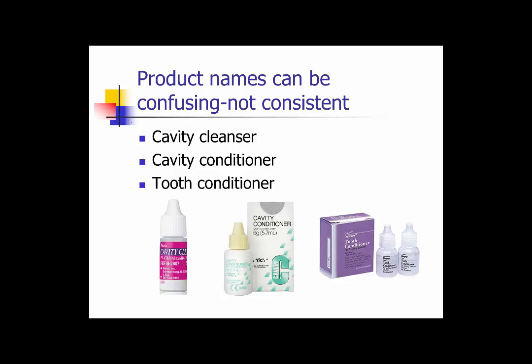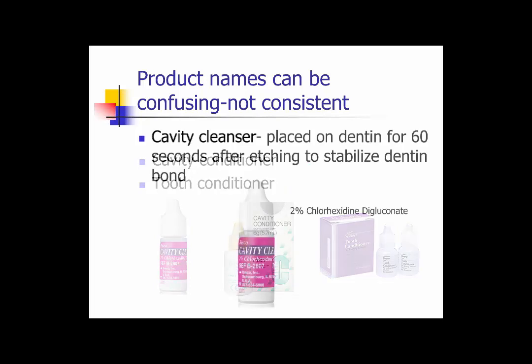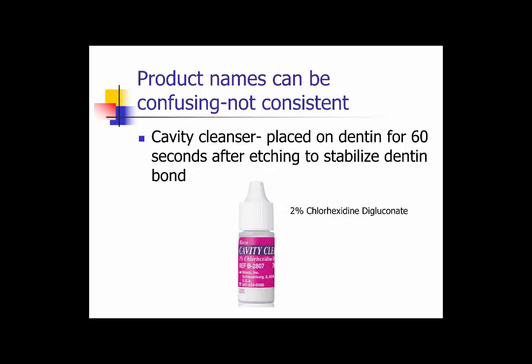not consistent and confusing. You have one product that's called a cavity cleanser, another one that's called a cavity conditioner, and then another product that's called a tooth conditioner. And all three of these products are significantly different and have different uses. In fact, a cavity cleanser, a 2% chlorhexidine digluconate, is placed on the dentin for 60 seconds after etching to stabilize a dentin bond with fourth and fifth generation adhesives.